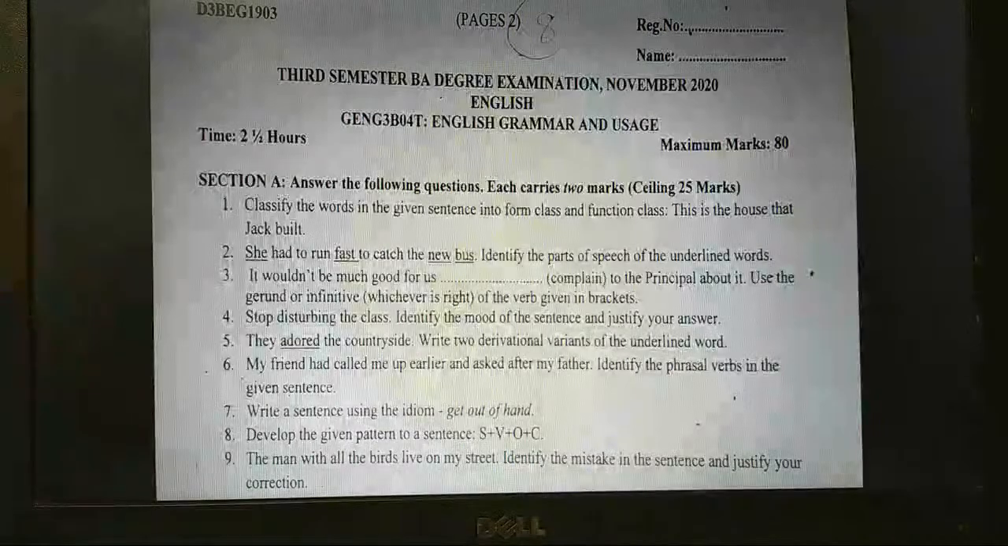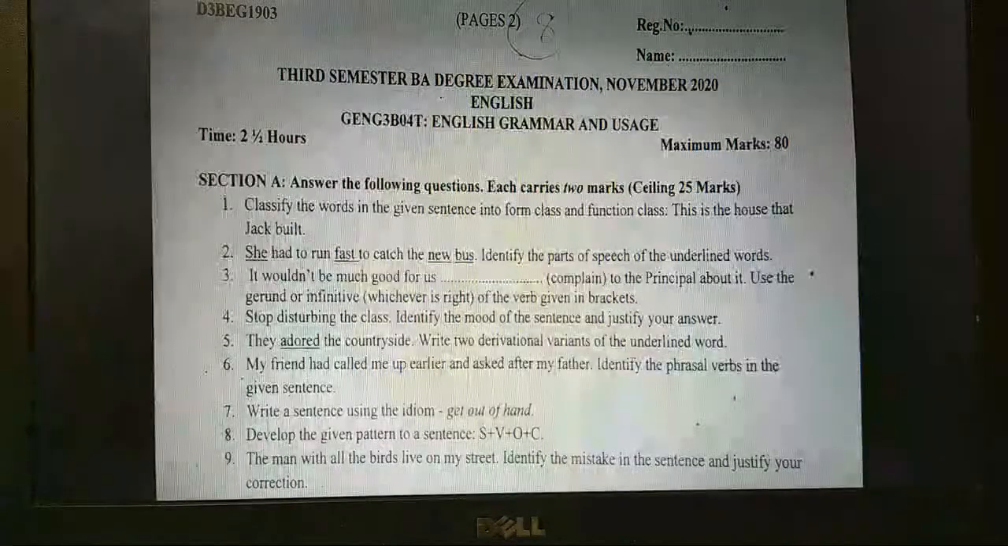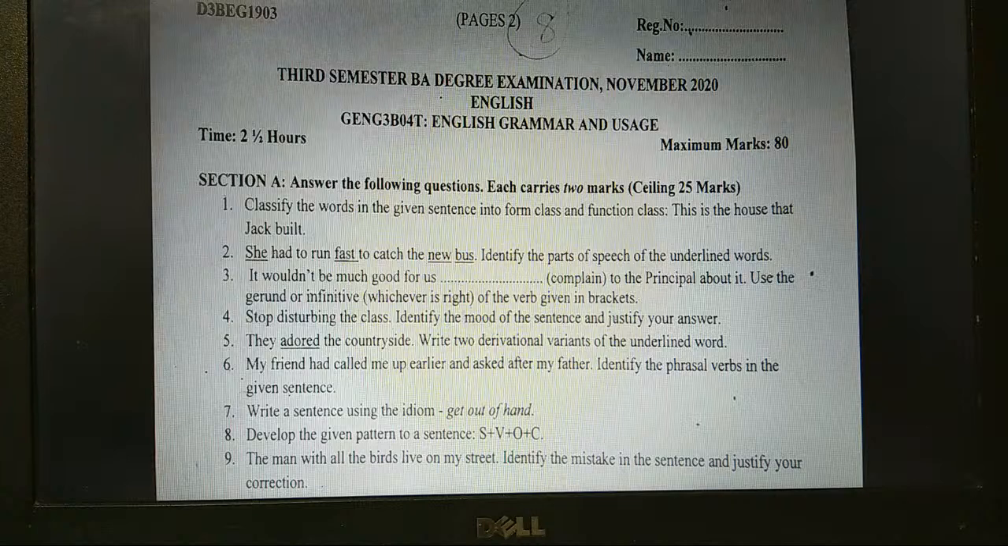Okay, so question number 4: stop disturbing the class, identify the mood of the sentence and justify your answer. We say this is a command, and now that it is a command, it is imperative mood. All right, we have justified that it is a command and it is imperative mood. Now the next question, question number 5: they adored the countryside. Write 2 derivational variants of the underlined word.